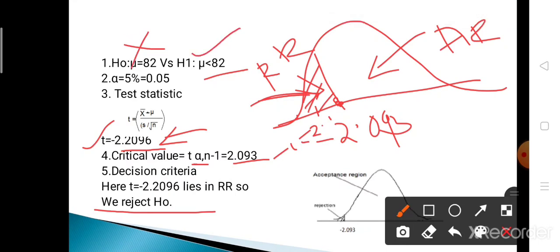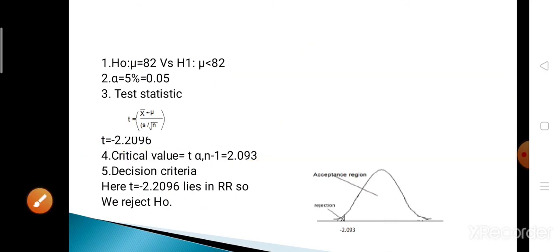So this is the example of the student t-test. In the next lecture we will see the unpaired t-test.